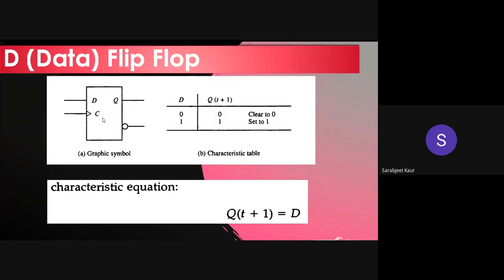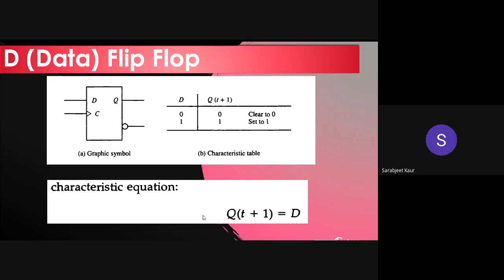The D flip-flop is a very simple flip-flop in that it just does the basic work of a flip-flop. So what is that? If I feed in a 0 here, then I will get a 0 at the next state. And if I feed in a 1 here, then I will get 1 at the next state. You can see that. This state is known as clear. This state is known as set. Any problem, students? No, ma'am.